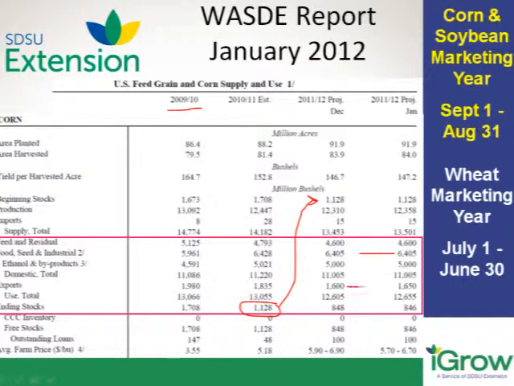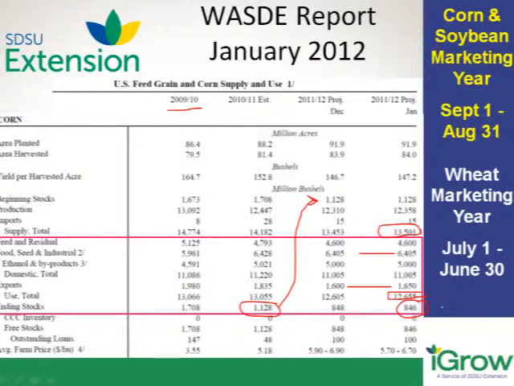The other major demand source is exports, and that accounts for just over 1.6 billion bushels of corn in this 2011-12 marketing year. So adding up all the supply information here, you've got about 13.5 billion bushels of corn. Demand for corn projected at about 12.65 billion bushels. That leaves an ending stocks figure of about 846 million bushels of corn.